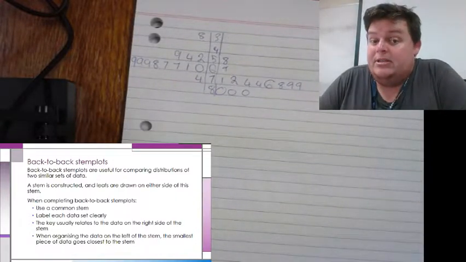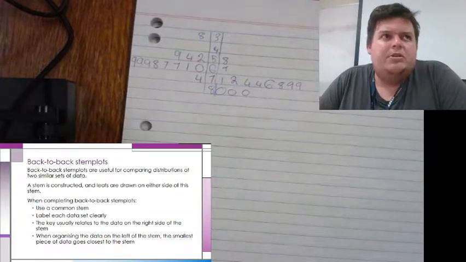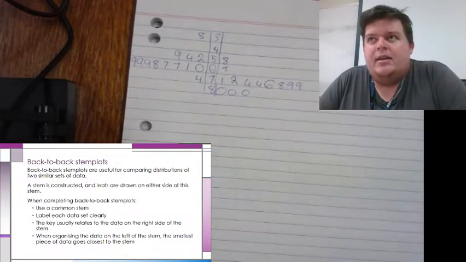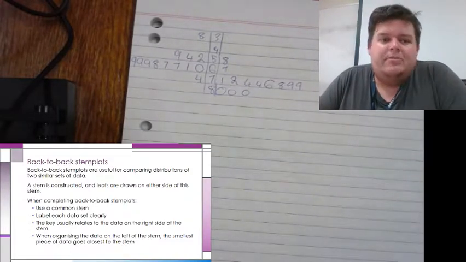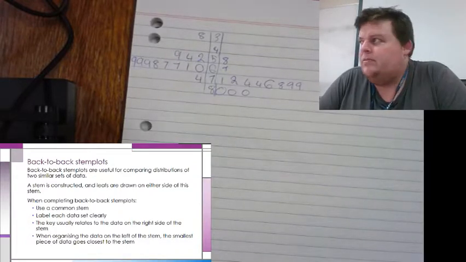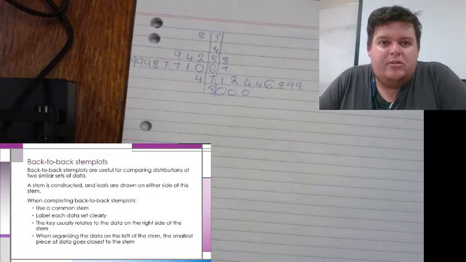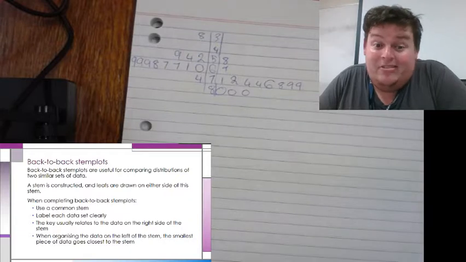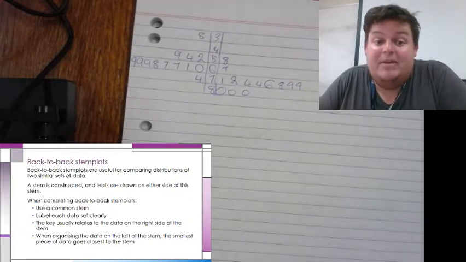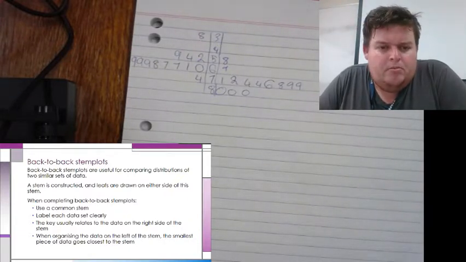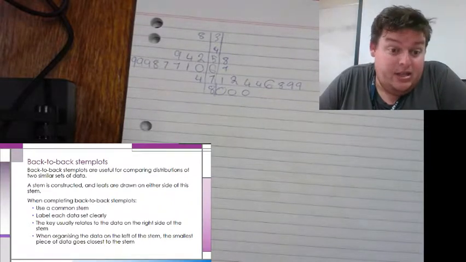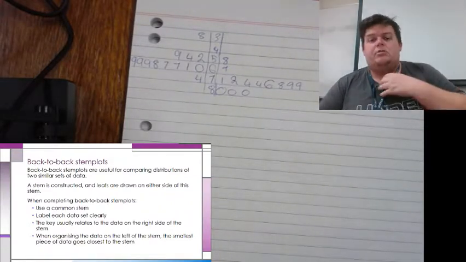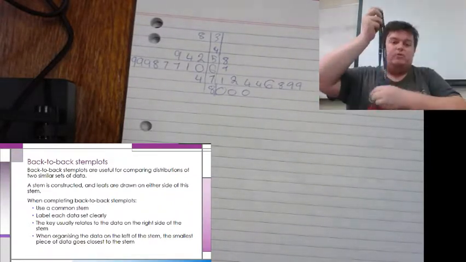You've got to have a common stem. There's no point in comparing, say, ages of the people in this class versus how many times you've eaten toast in your life, because those two numbers are going to be massively different. So you've got to label each data set clearly. Make sure that the reader knows what the two data sets are for.